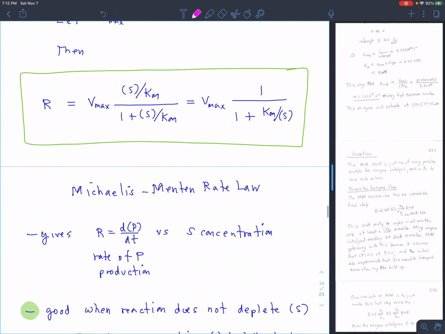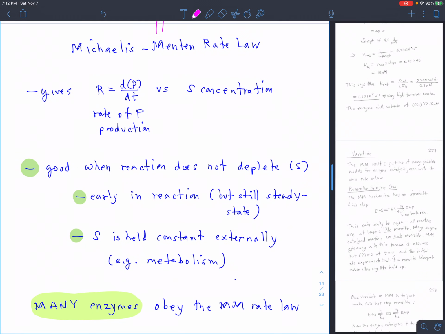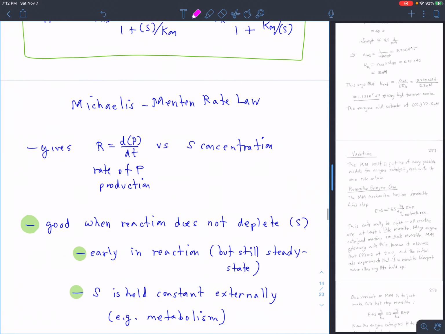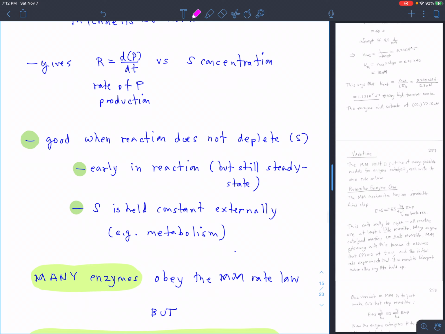All right. So that's our Michaelis-Menten rate law. Now let's see if we can understand what it's telling us about how a Michaelis-Menten enzyme works. First, a couple of remarks.